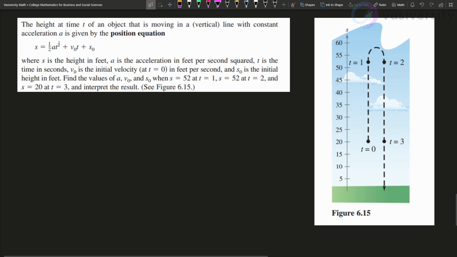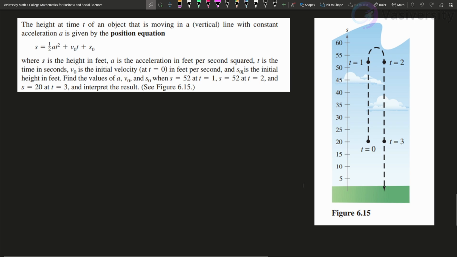So s is equal to 1/2 a t squared plus v naught t plus s naught, where a is acceleration. V naught is the initial velocity, and s naught is our initial position. Here s is the height in feet, a is acceleration in feet per second squared, and t is the time in seconds. V naught is the initial velocity at time t equal to 0, so at the very beginning, as the object got tossed upwards.